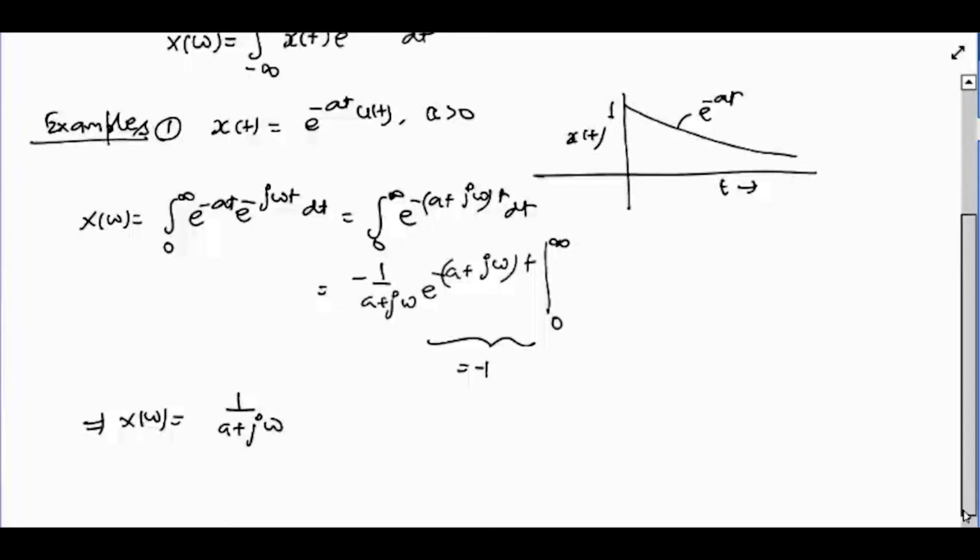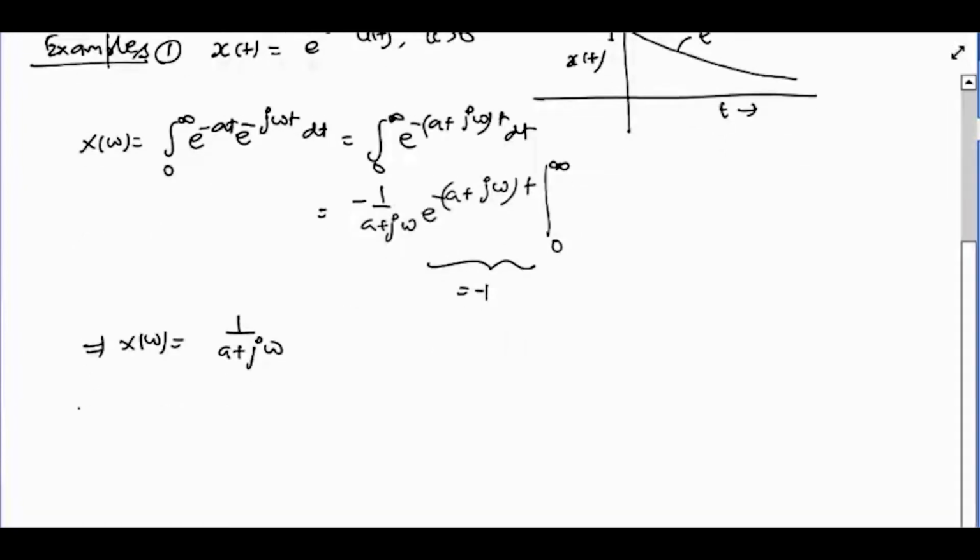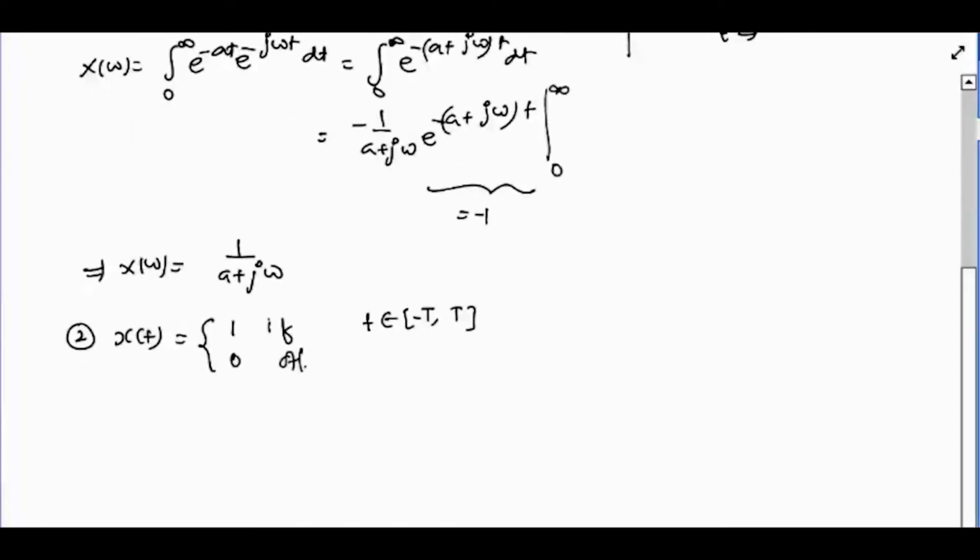Okay, let's see another example. Say x(t) is a pulse signal. So x(t) is 1 if t is in the range minus T to capital T, and 0 otherwise. If we plot, this looks like the following. It's minus T, T, and 1. Okay.